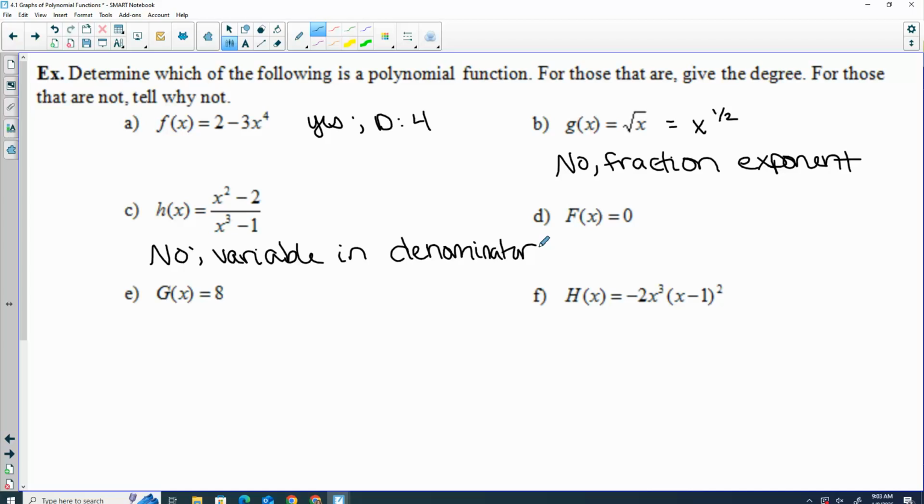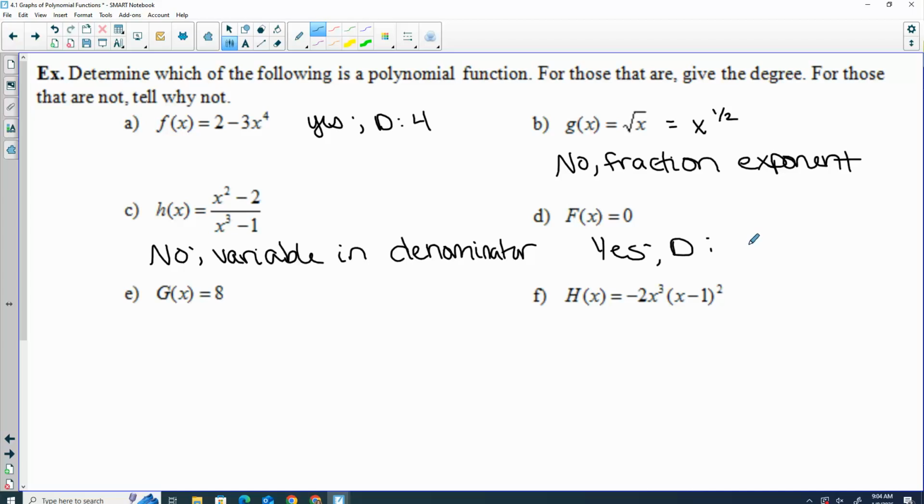D, f of x equals 0. Okay, do I have a variable in the denominator? No. Do we have any fraction or negative exponents? No, so it is a polynomial. The degree on this one is a little bit tricky though. 0 is kind of a special case.